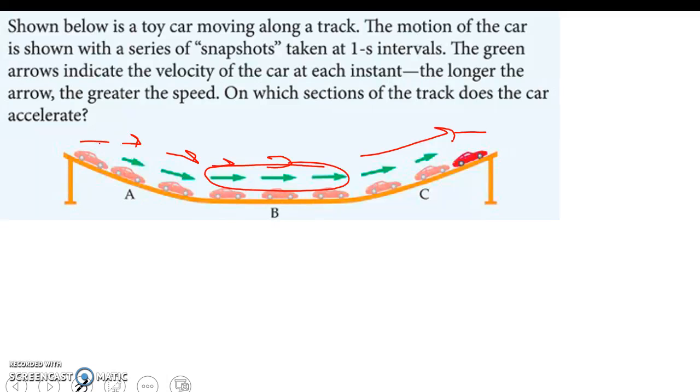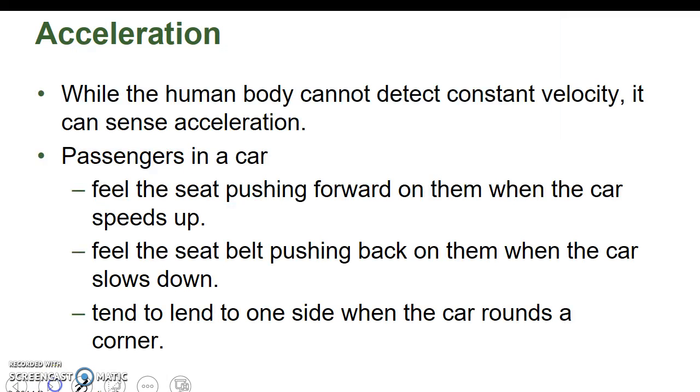So in what section does the car accelerate? It accelerates as it's going down and accelerates as it's going up. That's where the arrows change length.